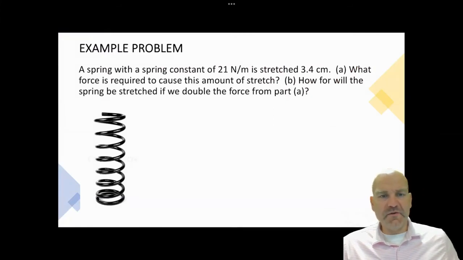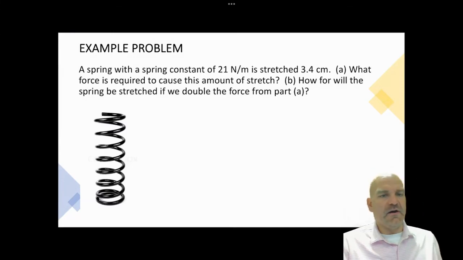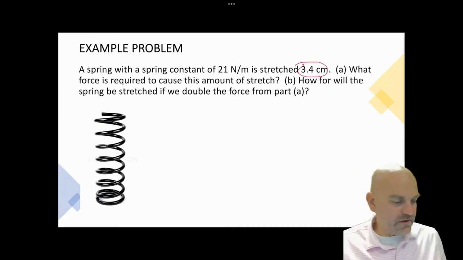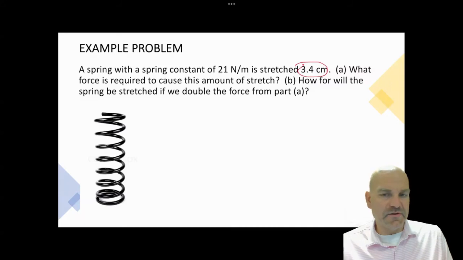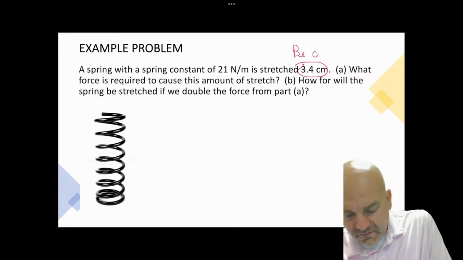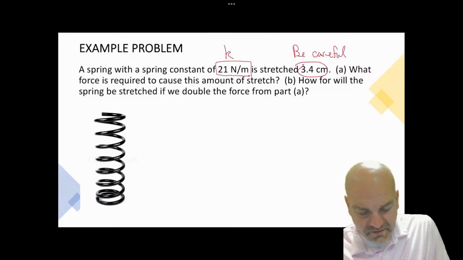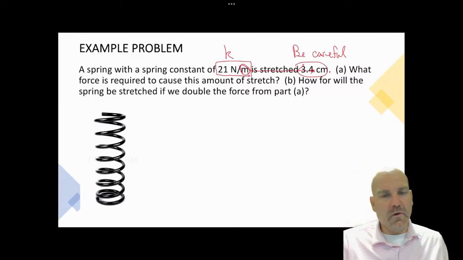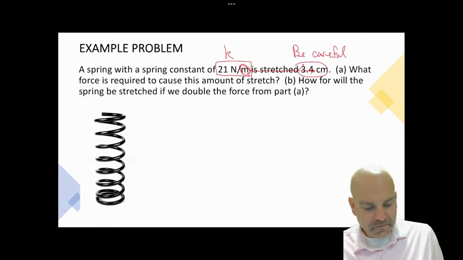So let's look at an example. You have a spring with a spring constant of 21 newtons per meter. It's stretched 3.4 centimeters. What force is required to cause this amount of stretch? And how far will the spring be stretched if we double the force? One thing I want to point out is that springs don't stretch meters. They stretch millimeters or centimeters, so you have to be careful, because our K value is in units of meters, and the stretch needs to be in meters too, or you can put the K value in centimeters.